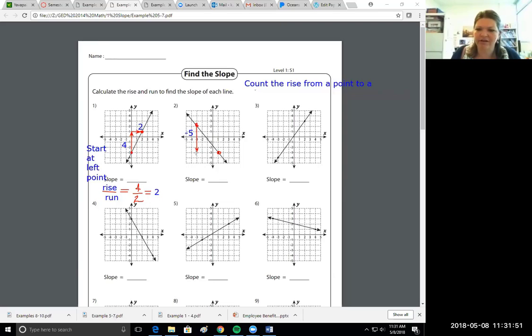Now let's look at our run here. And as long as we're running right, our answer will be positive, which is why I like to start at that left point. And let's count. That is a run of 1, 2, 3, 4. Did I count that right? 1, 2, 3, 4. Yes. And so that is a run of 4. Okay. So if I had a rise of negative 5 and a run of 4, that means my slope is going to be negative 5 over 4.